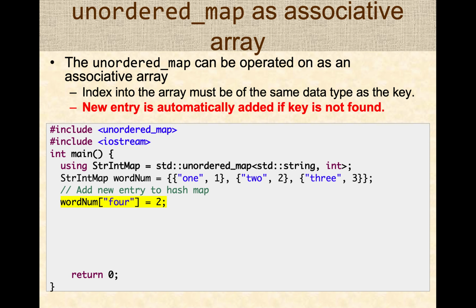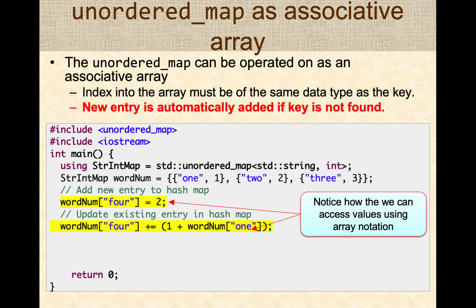So you cannot use square bracket with constant unordered maps because square bracket modifies unordered maps. If the unordered map is constant, you cannot use a square bracket. Instead, you have to use the at method for constant unordered maps. You can also update existing entries. If the entry already exists, the unordered map will update or modify the entry. And notice how we access these values using array notation, so it makes life somewhat easier.